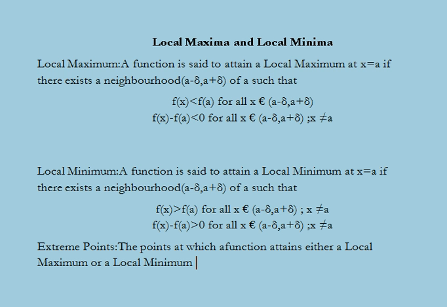Next, we are going to discuss the extreme points. The points at which a function attains either a local maximum or a local minimum are known as the extreme points, and the values of the function at which the local maxima and local minima are attained are known as the extreme values of the given function f(x).